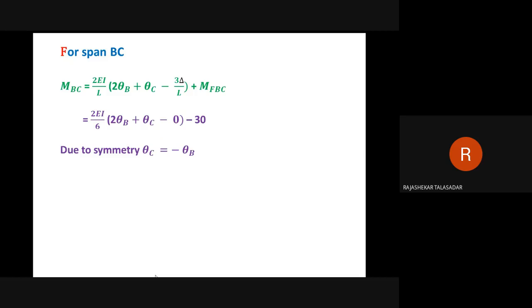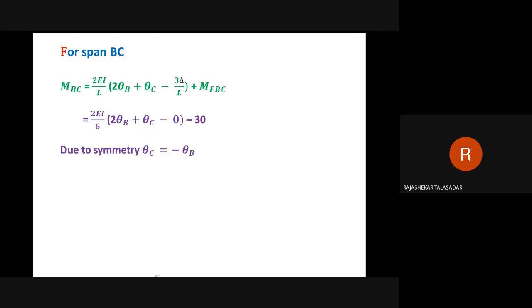Okay. Now we'll go with the span BC. For span BC, MBC equals 2EI by L into bracket 2 theta B plus theta C minus 3 delta by L plus MFBC. Now here both the unknowns are there, theta B and theta C, but delta is 0 and MFBC is minus 30. Now if you simplify this, I make use of the symmetry here. I don't write all the slope deflection equations like MAB, MBA, MBC, MCB, MCD, MDC. I write only 50% of the equations.